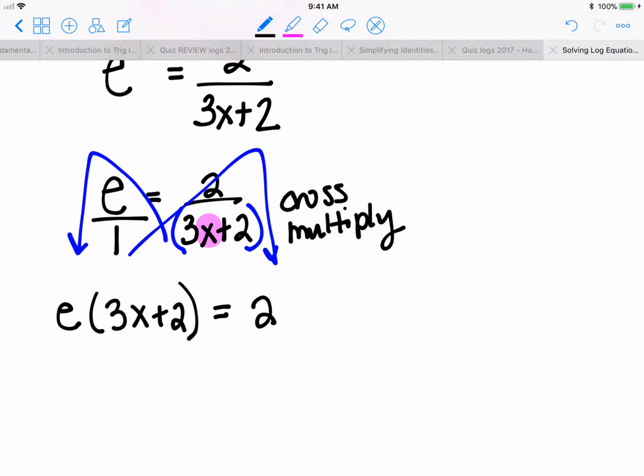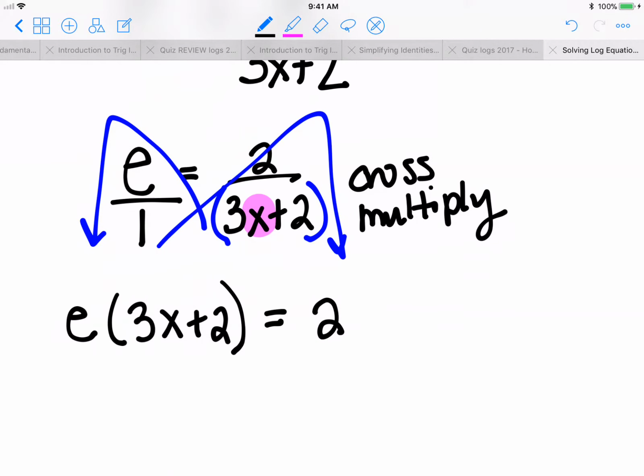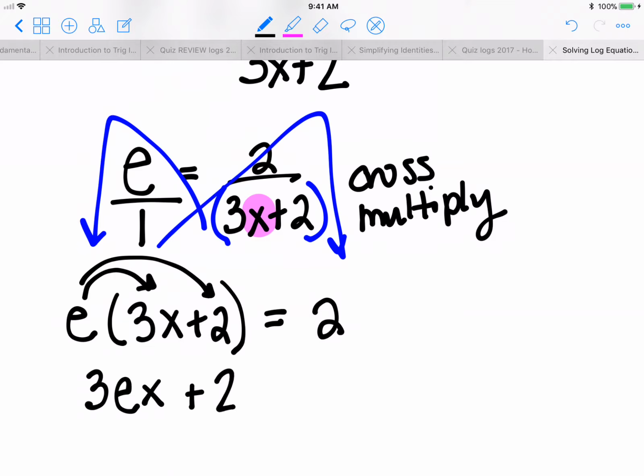Now we still want to get that x by itself. This problem is kind of intense and it's long. So what we can do is we can multiply by e. So look what happens. 3 e to the x plus 2e is equal to 2.